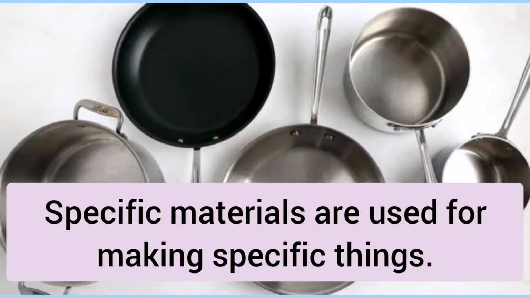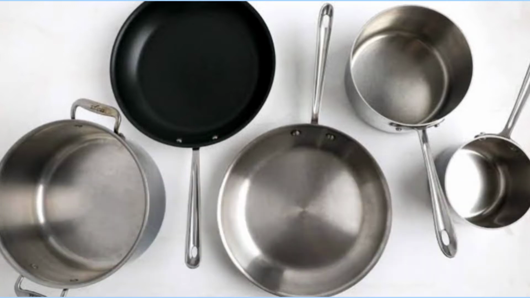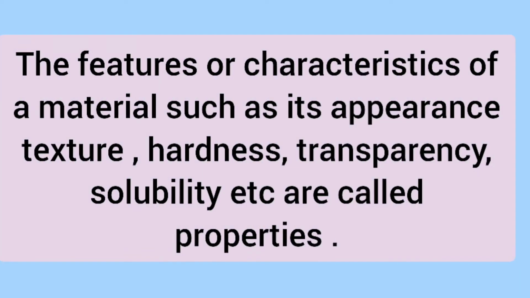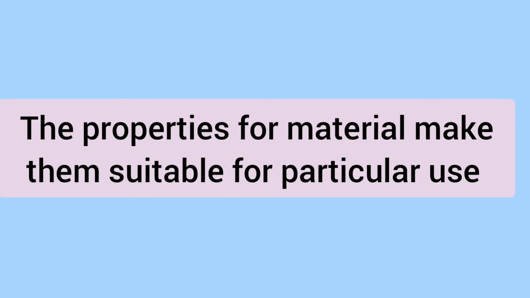If we see the different materials, we observe that specific materials are used for making specific things. For example, utensils used for cooking should be made of strong, heat resistant and durable materials. Plastic and wood cannot be used for making utensils. The features or characteristics of a material, such as its appearance, texture, hardness, transparency, solubility, etc., are called properties. The properties of materials make them suitable for particular use.